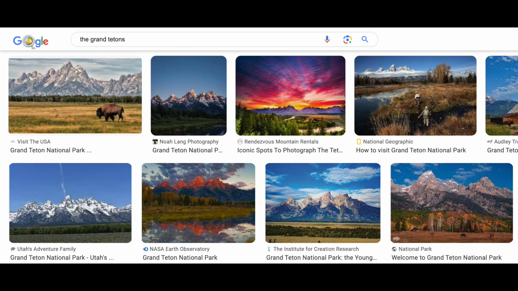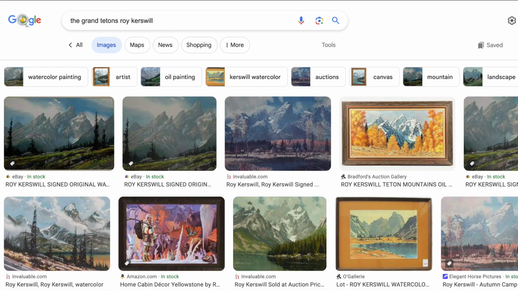This painting here is a watercolor, very nicely done. Looks like it is a representation of the Grand Tetons, which makes sense because Roy Kerswill was painting in Jackson Wyoming, near Grand Teton National Park.